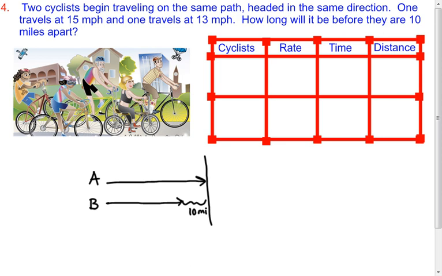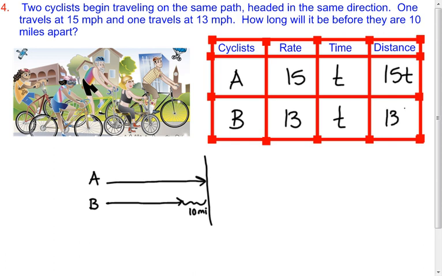So let's call this cyclist A. Travels at 15 miles an hour. I don't know for how long they're going to travel, but I know their distance is their rate times their time, so this should be 15t. Cyclist B, I know that it's only traveling 13 miles an hour. I don't know how long it will be on the road, but I know that its distance will be 13 times t, which is 13t. Okay, I know that cyclist B will be farther behind cyclist A. In fact, it will be 10 miles behind cyclist A.